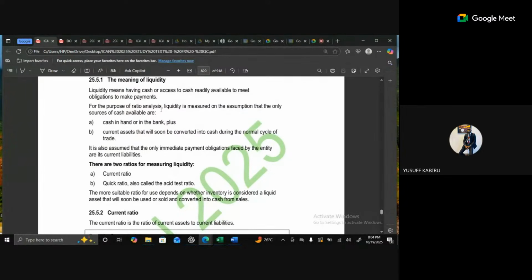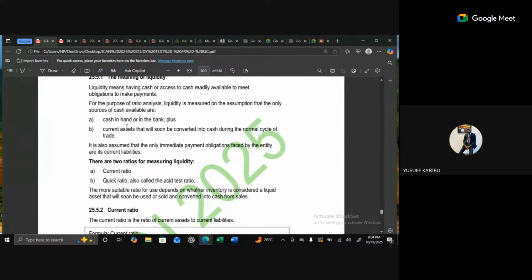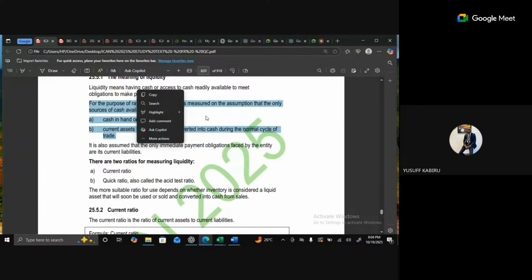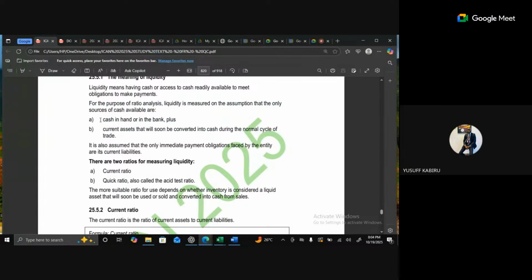They say that for the purpose of ratio analysis, liquidity is measured on the assumption that the only sources of cash available are cash in the bank and current assets that will soon be converted into cash. So when it comes to liquidity with regards to ratio, they just assume that these are the only two sources of cash that an organization has.